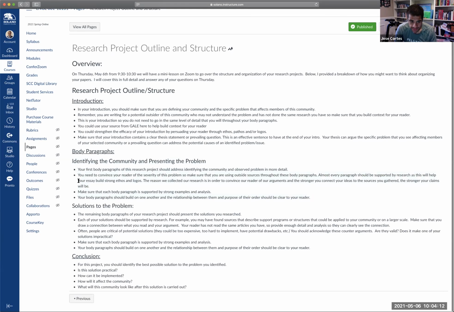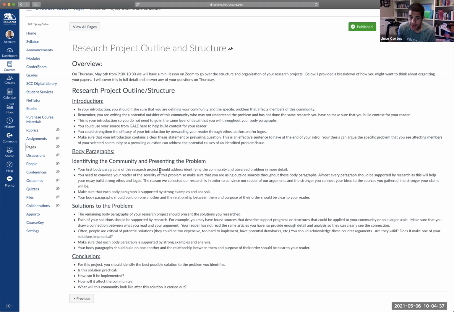So here's what you should be doing in this first section. Pretty straightforward: identify the community and present the problem. Your first body paragraph in this research paper should be about identifying the community and the observed problem in more detail. So in this section, you need to convince the reader of the severity of this problem, to make sure that the reader understands that this is a big issue this community is facing.